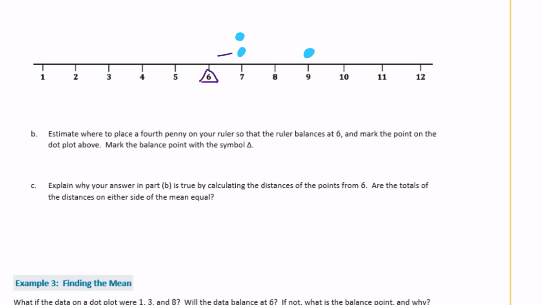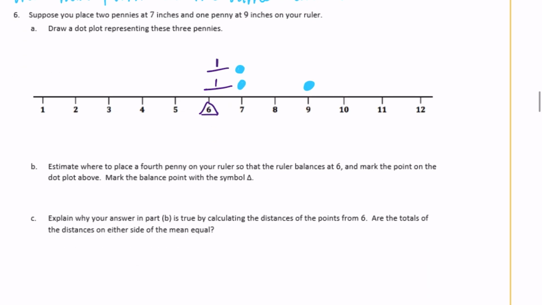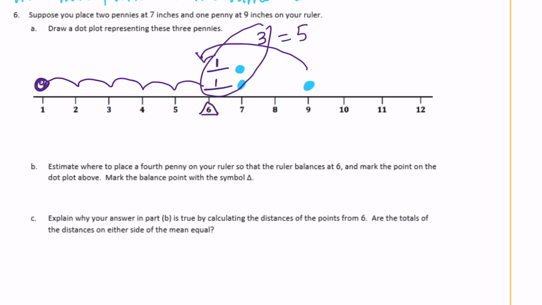Well, I know that here, that distance from 7 to 6 is 1 and 1, because there's 2 of them. So kind of like how we were talking, yes, we can have 2 in the same spot. And the distance from 9 to 6 is 3. So together, the distance here is equal to 5. So if I wanted it to balance at 6, I would need to go over 1, 2, 3, 4, 5, and my penny would have to be on 1 if my mean is going to balance at 6, because the total distance of the ones on the left, 5, is equal to the distances of the totals on the right.